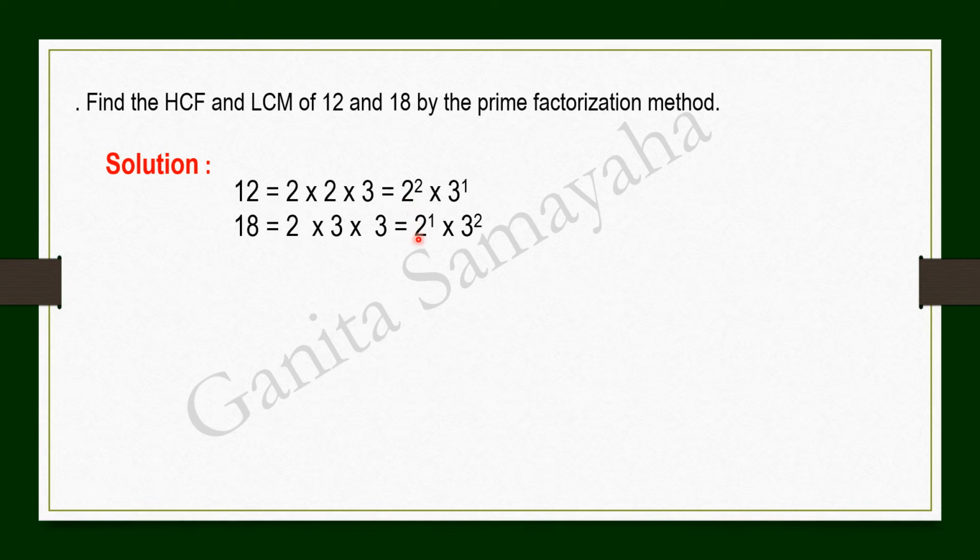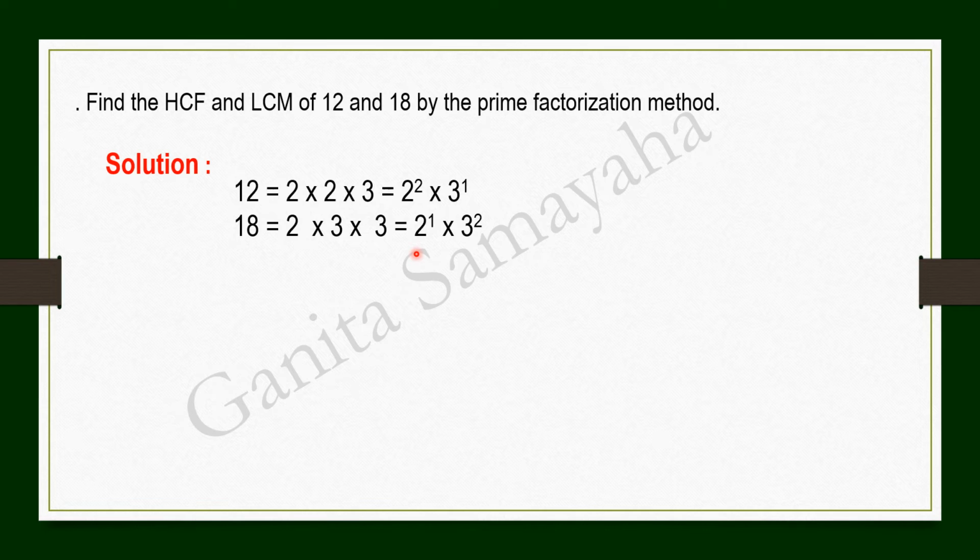Between 2 to the power 2 and 2 to the power 1, which is the highest common one? 2 to the power 1. 2 to the power 2 is not common, because the second term, the 18, does not have 2 to the power 2. Highest common one. Okay. So the highest common is 2 to the power 1. That means we take the least power.